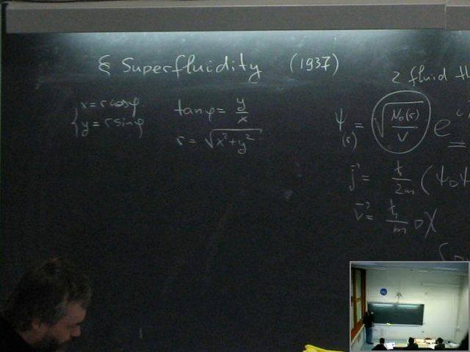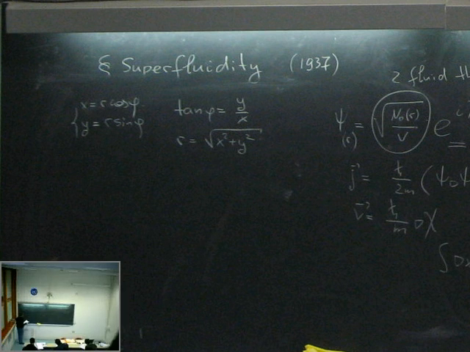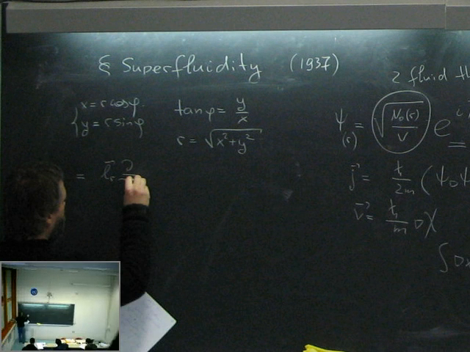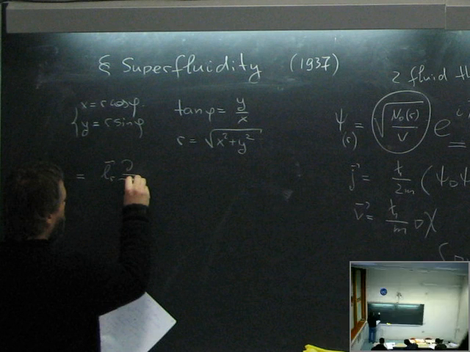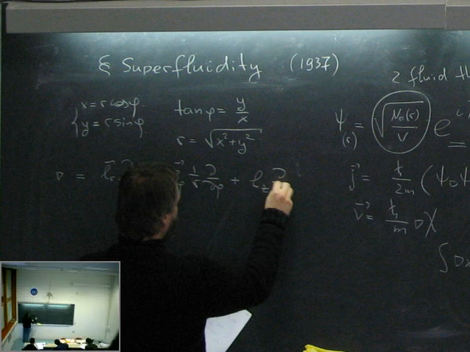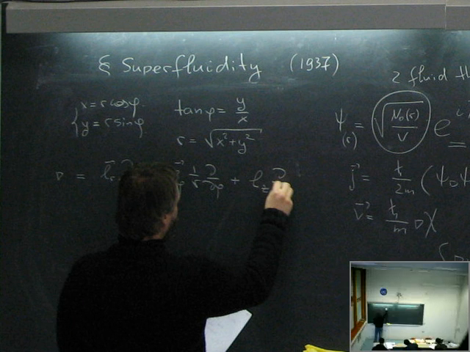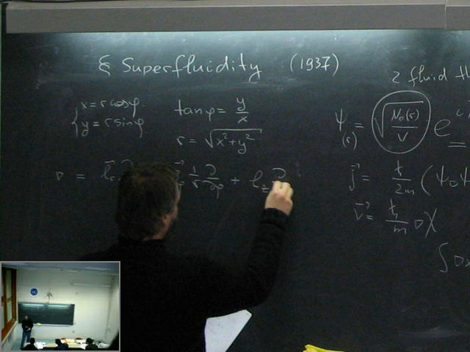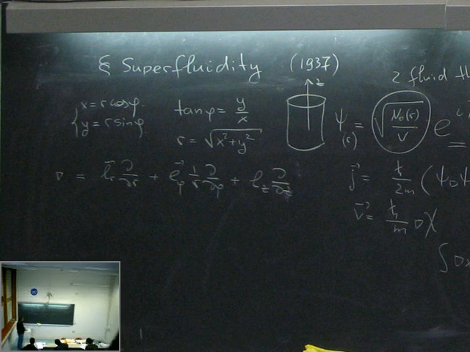So the gradient, the nabla operator, is written as e_r d over dr in the polar coordinate system plus e_phi 1 over r d over d phi plus e_z d over dz. So we assume that we have a cylinder, and this is the z-axis. We study quantization in the plane, and nothing depends on the z-axis.